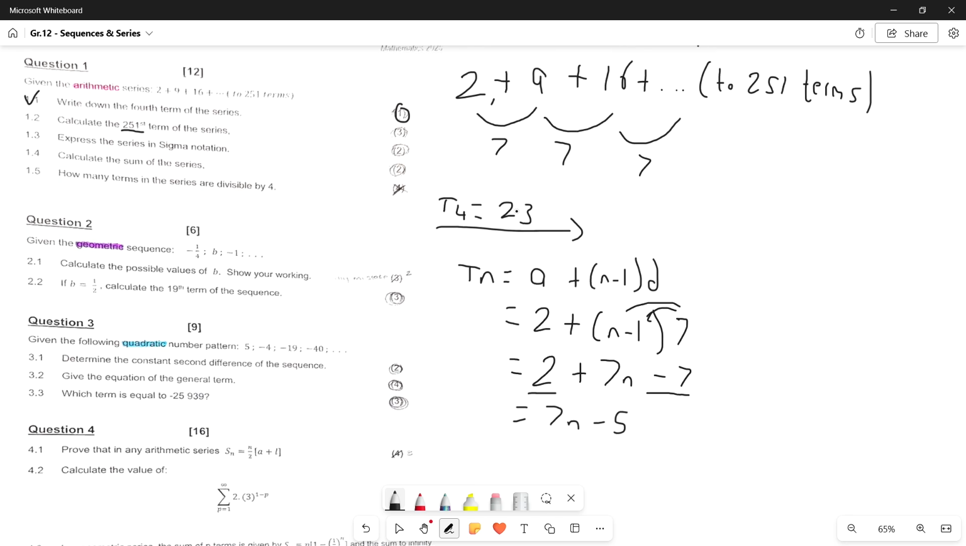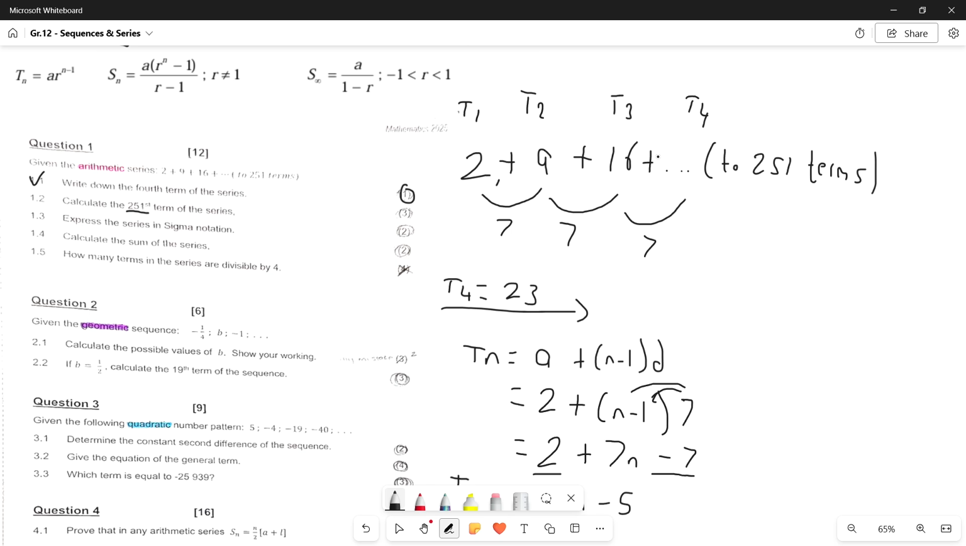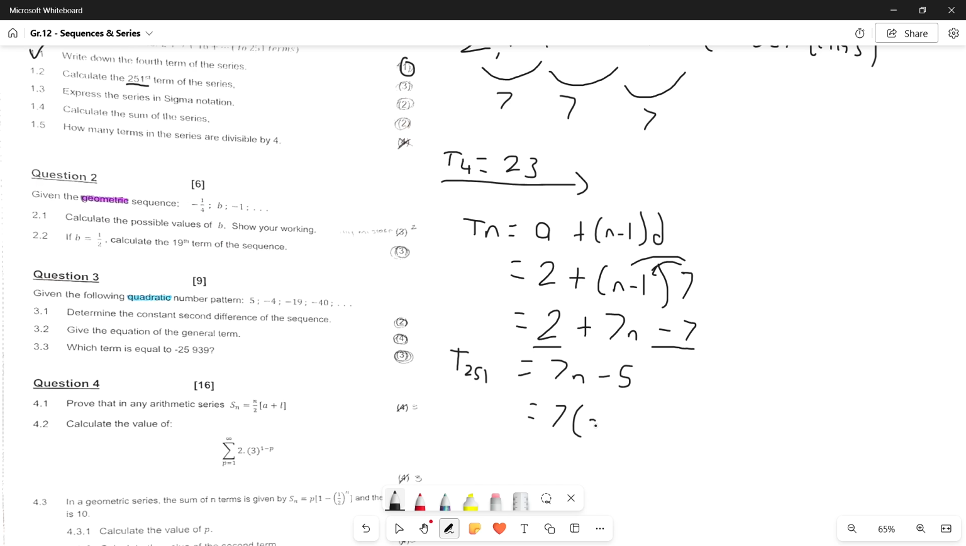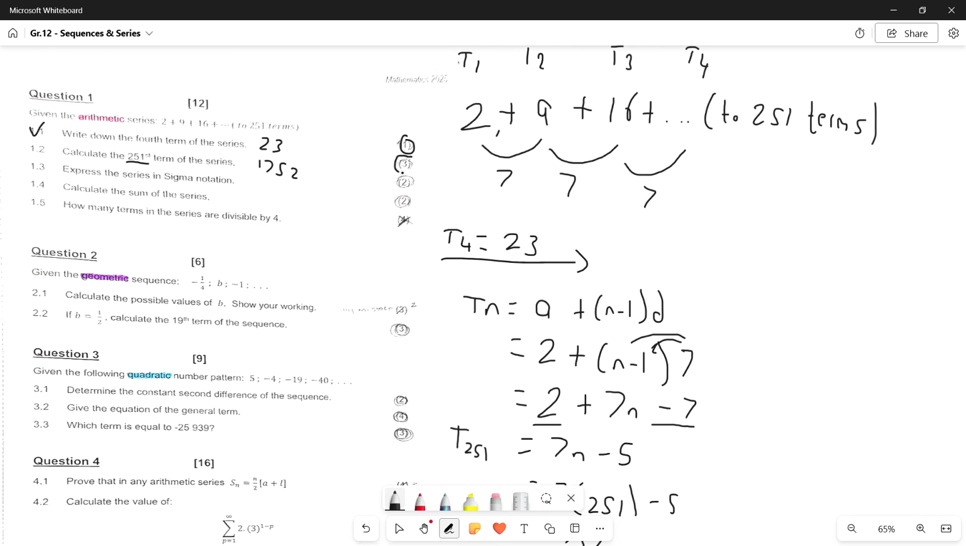So now that we have our standard form, we can then just plug in 251 by our n, because we want the output of T251. We want the actual value of the 251st term in this sequence. So we have 7 multiplied by 251 minus 5, and our final answer is 1752. And that just earned us 3 marks over there.